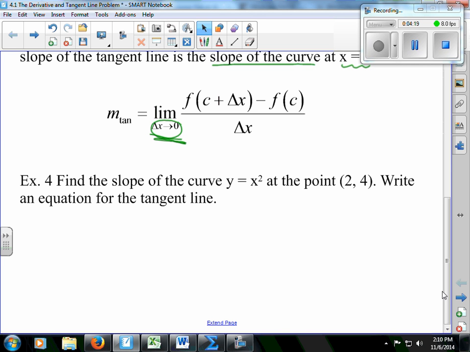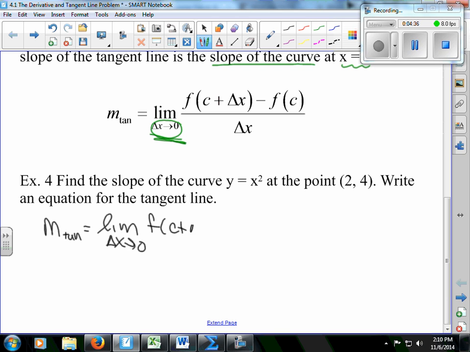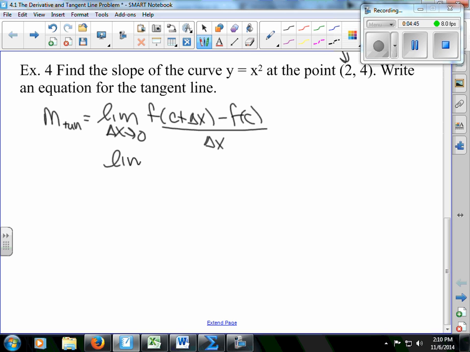Okay, let's do an example. Let's find the slope of the curve y equals x squared at 2, 4. I'm just going to write the definition down. The slope of the curve is the slope of the tangent line, which is the limit as delta x goes to 0 of f of c plus delta x minus f of c over delta x. C is my x value, 2. So I'm doing the limit as delta x goes to 0 of f of 2 plus delta x minus f of 2 over delta x.